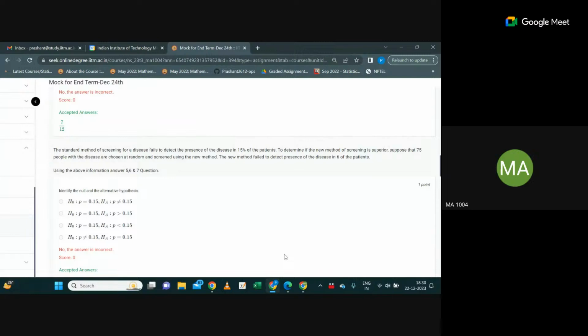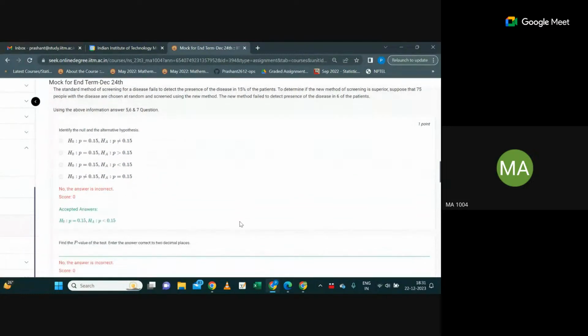Now is this clear to everyone? Sir, if I'm saying the new method of screening is superior, then you must test p less than 0.15. Suppose I'm saying you determine if the new method of screening is inferior or less, then your option B will be correct. So this kind of question you can get: some scenario is there, and then what kind of hypothesis will be there. So your option number C is the correct one.